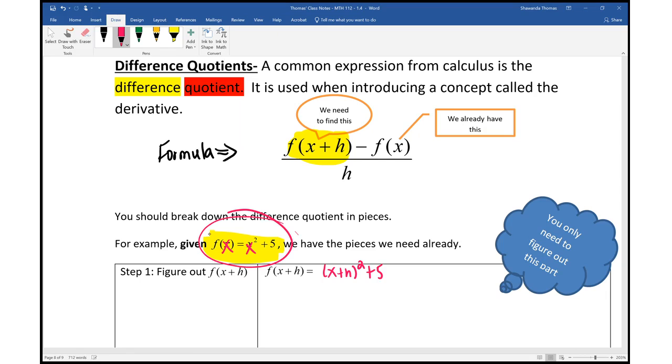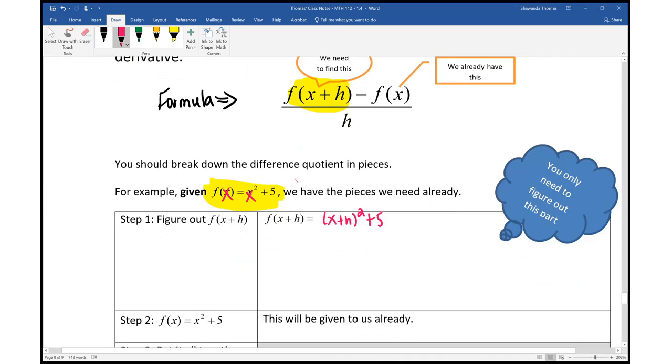So I'm just plugging it into that. x plus h instead of x. Wherever you see the pink x's, we're going to put x plus h. So you can see this side is on this side, and all of this side is on this side. All right, so that's what f of x plus h is.